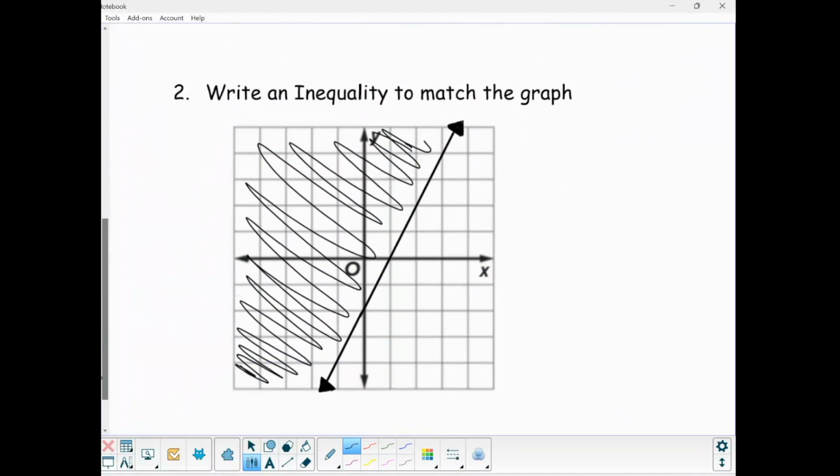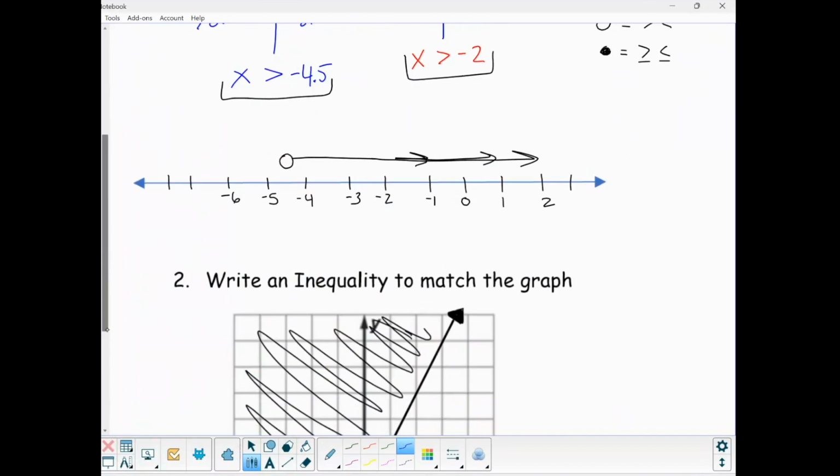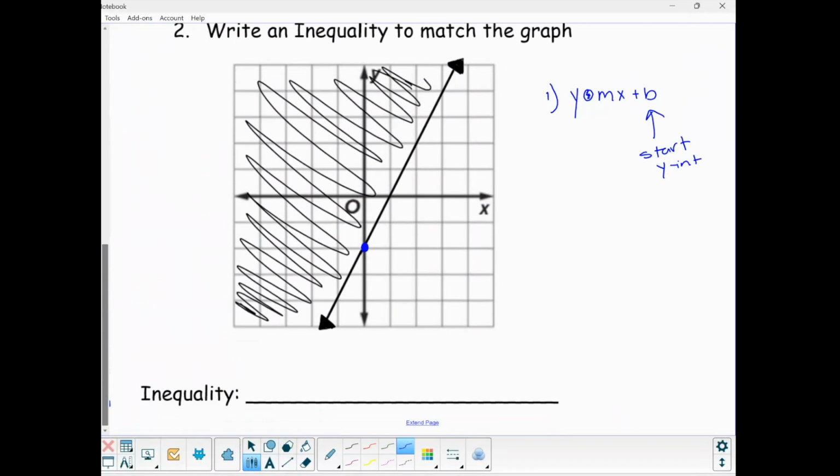Okay, let's go to number 2. Write an inequality to match the graph. So we went over these. First step is we want to remember that we want it in y equals mx plus b form. Now this could be some sort of sign, but we don't know what that sign is yet, so I'm just going to leave it like that. We always start with our y-intercept. Y-intercept in this case is, where does my graph touch the y-line? Right here. And that's at (0, -2). So I already know my b is -2.